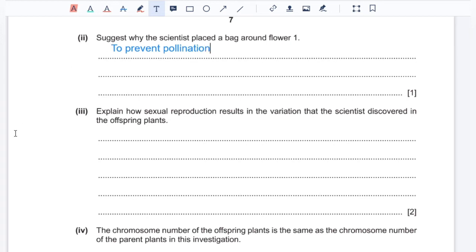3. Explain how sexual reproduction results in the variation that the scientists discovered in the offspring plants. Sexual reproduction involves meiosis, which produces gametes that are genetically different as they'll have different alleles of the same gene. So they can have the dominant allele or the recessive allele of the same gene.